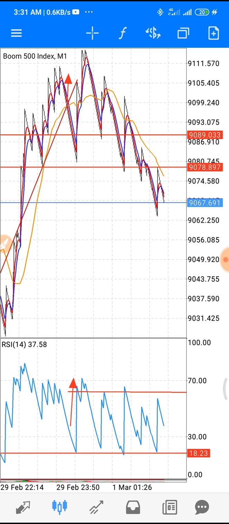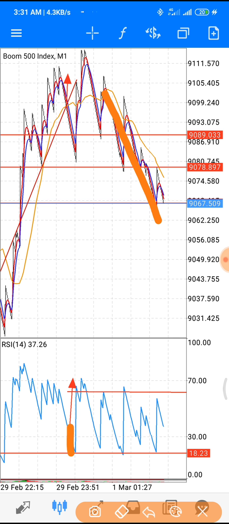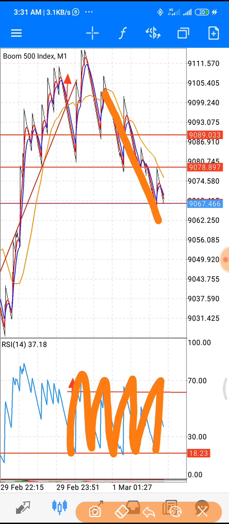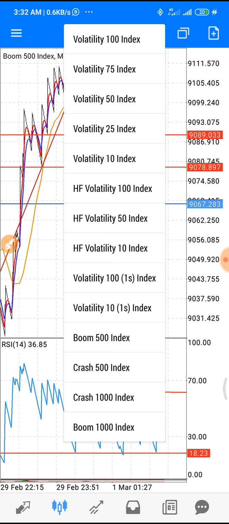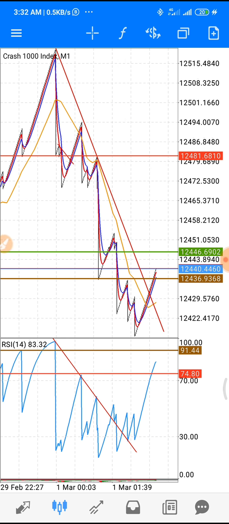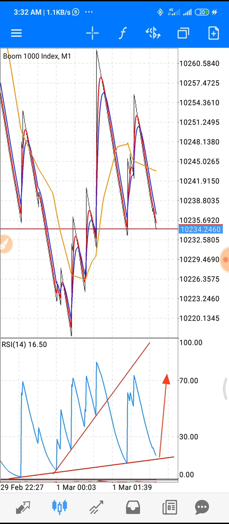So, and you can see what is happening on the main chart. There is this downtrend on the main chart, but on RSI there is a consolidation. So using this consolidation, you can be taking your buy and sell. Buy, sell. So let's go back to crash 1000. Okay, I think I will need to pause this video right now. Yeah, I'll need to pause this video so it won't waste too much of our time. So I will get back to you very soon.